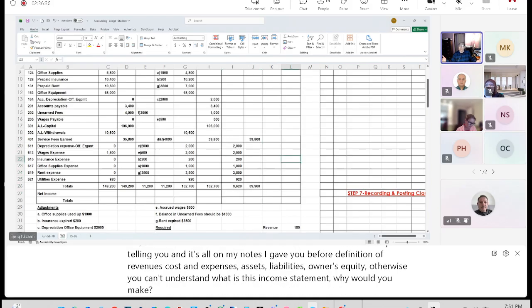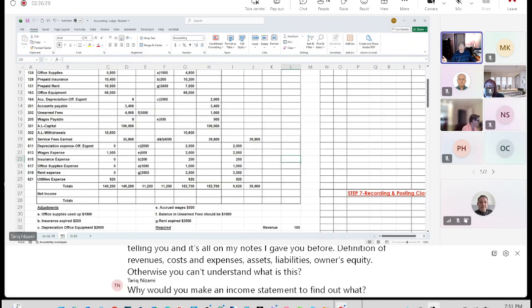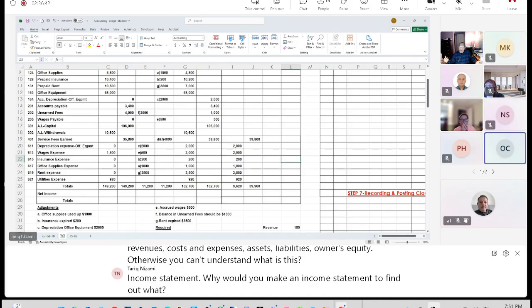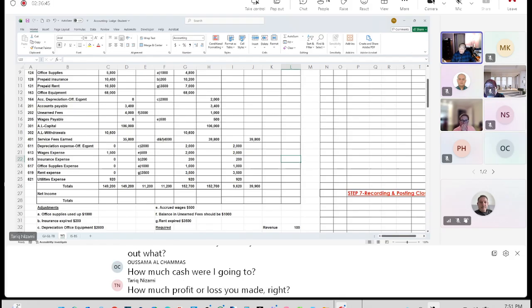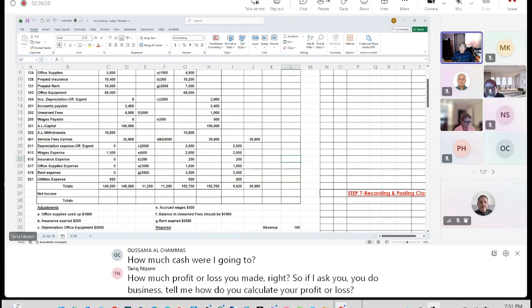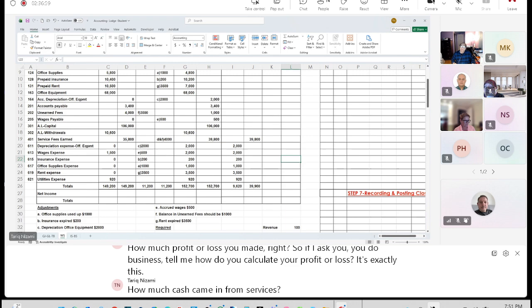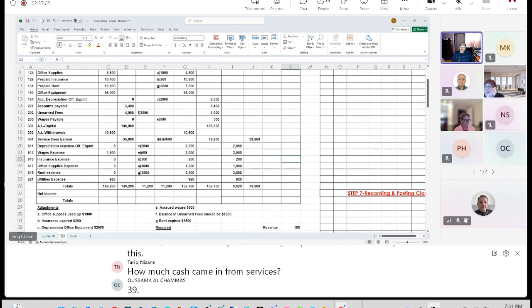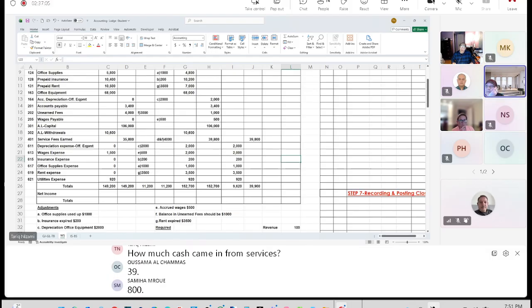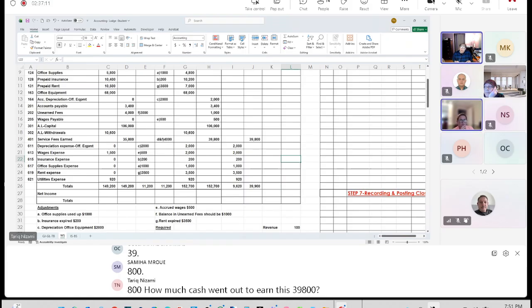Why would you make an income statement? To find out how much profit or loss you made, right? If I ask you, you do business, how do you calculate your profit or loss? It's exactly this. How much cash came in from services? 39,800. How much cash went out to earn this 39,800? 9,620. So is it so difficult? It's arithmetic for grade 4.